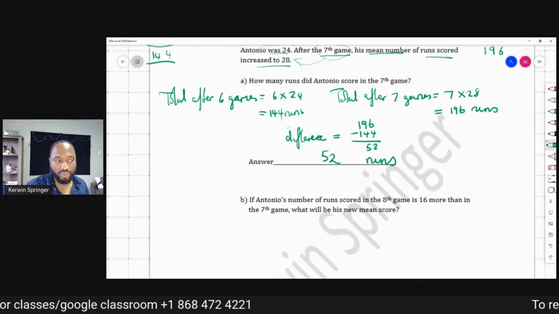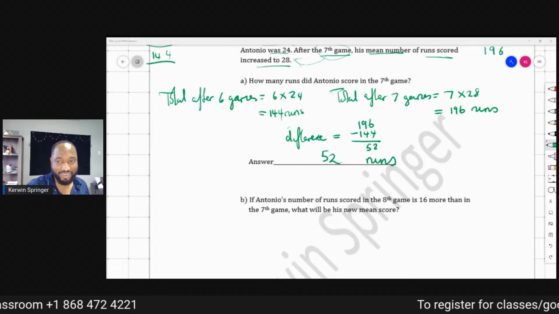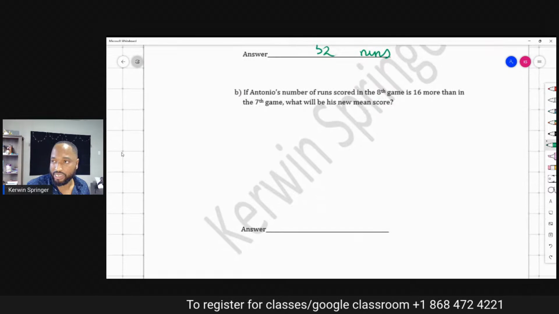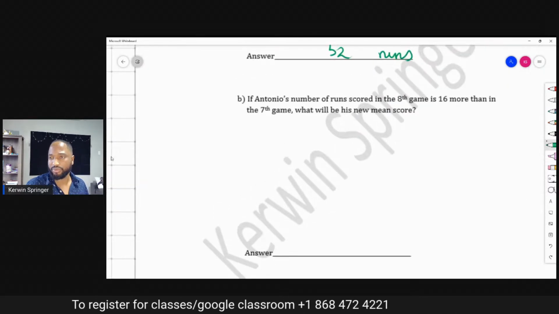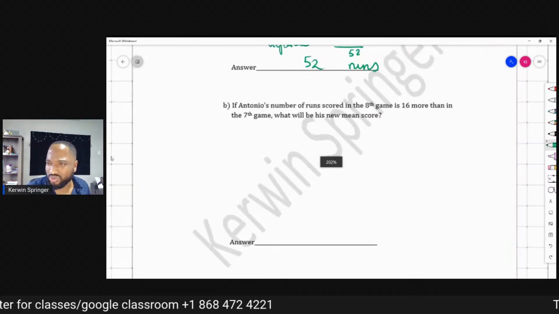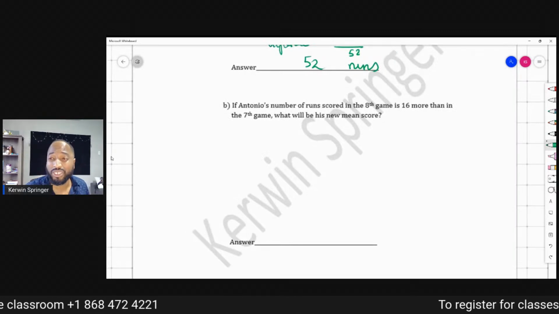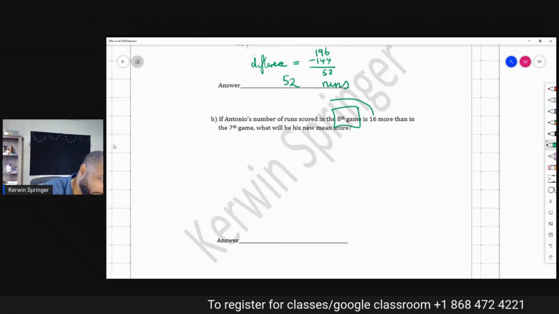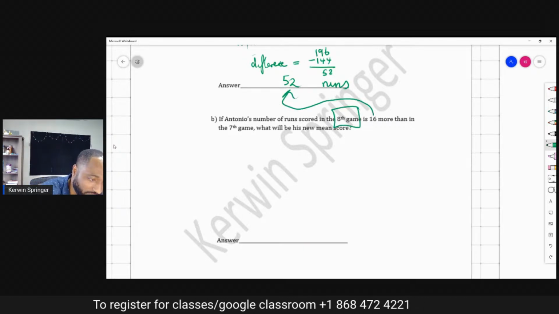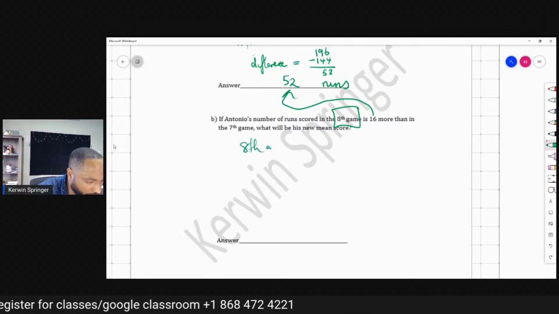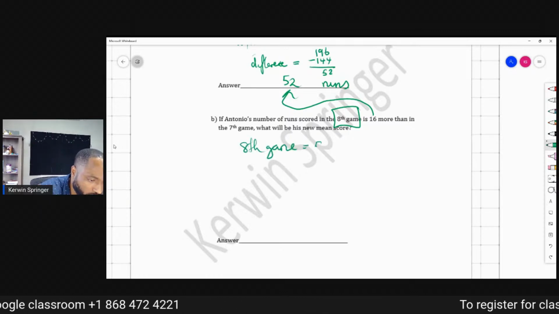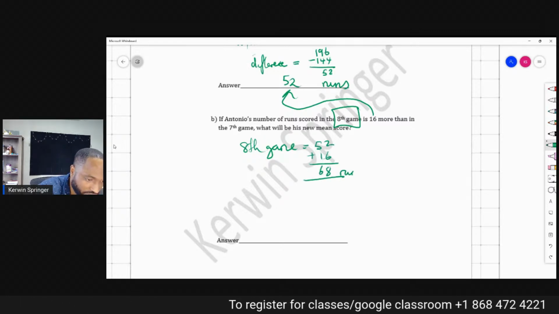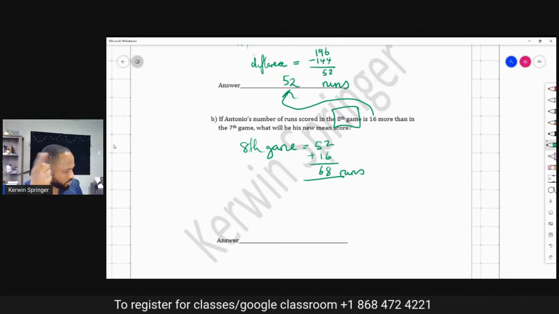If Antonio's number of runs scored in the 8th game is 16 more than the 7th game, what will be his new mean score? So in the 8th game, he scored 16 more runs than in the 7th game. So how much is going to be the 8th game? 52 plus 16 is 68 runs. So what will be his new mean?